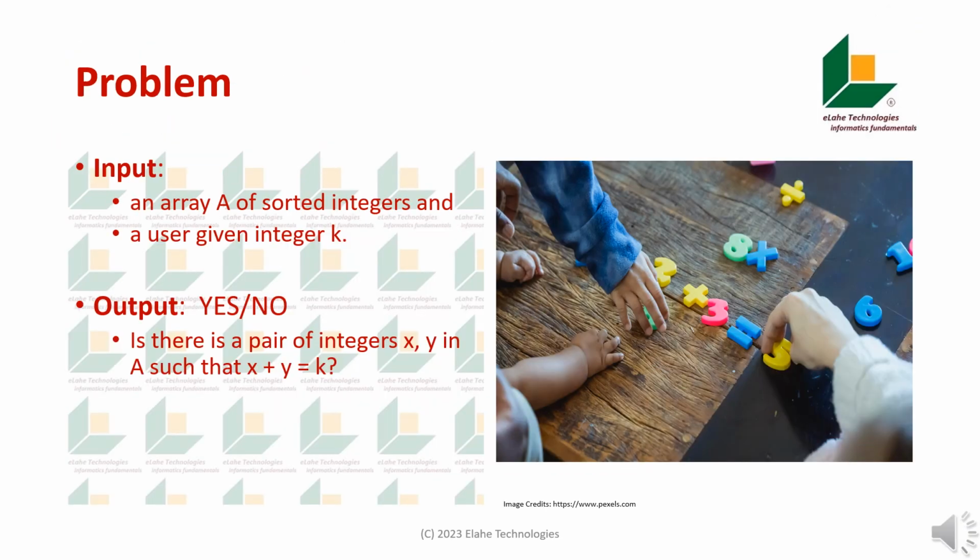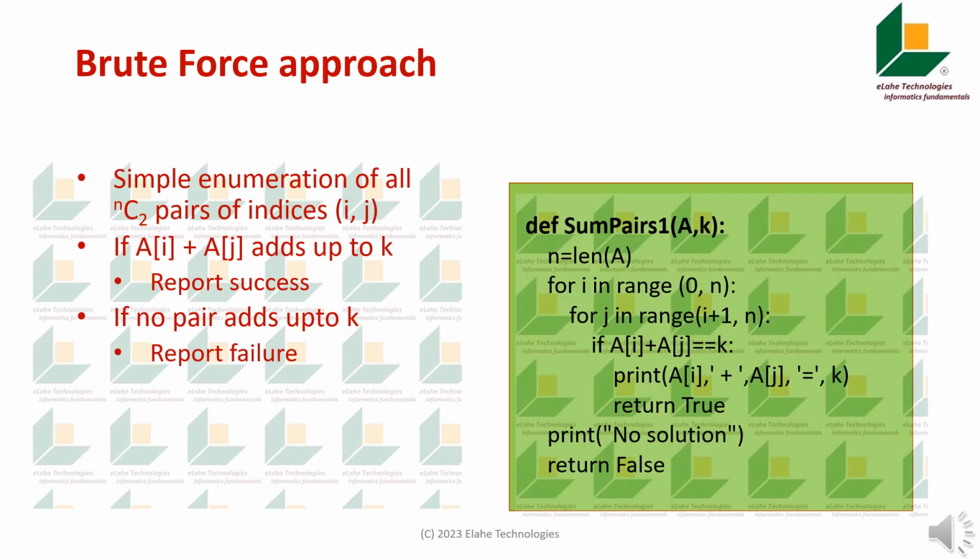We have a sorted array of integers a. For any user-defined integer k, our goal is to detect if a pair of integers in a adds up to k. First, let us look at a simple brute force algorithm. This involves enumeration of all n choose 2 pairs of indices i, j, with 0 less than or equal to i less than n and i less than j less than n.